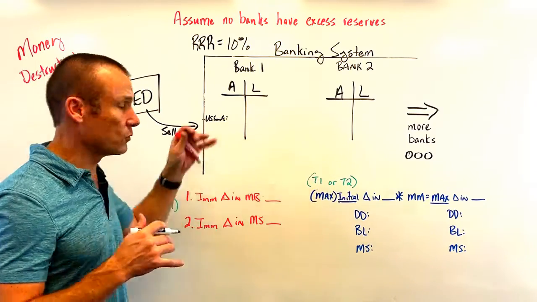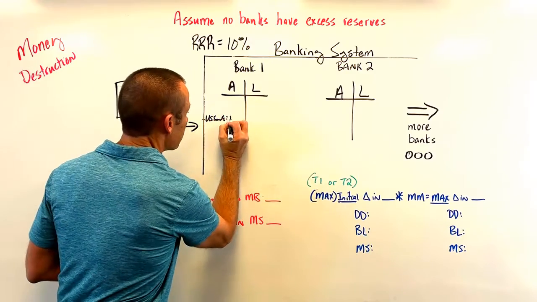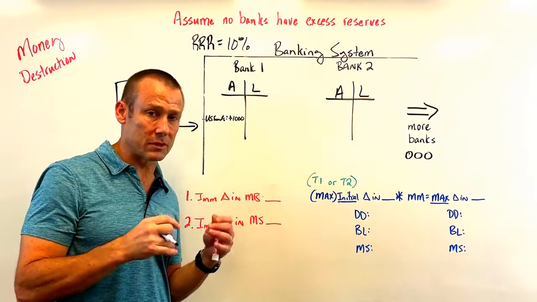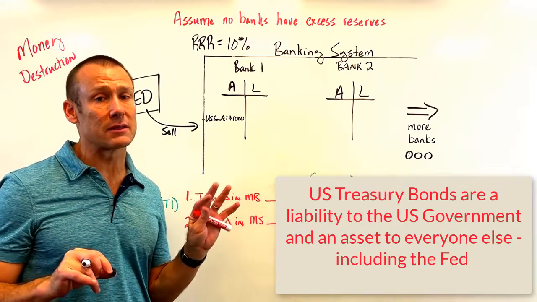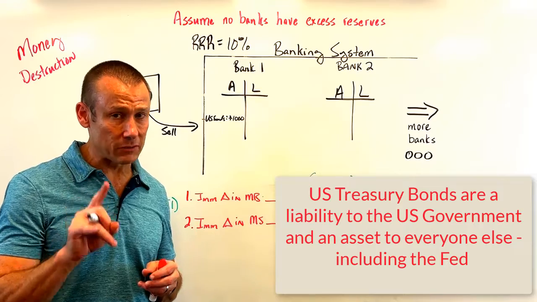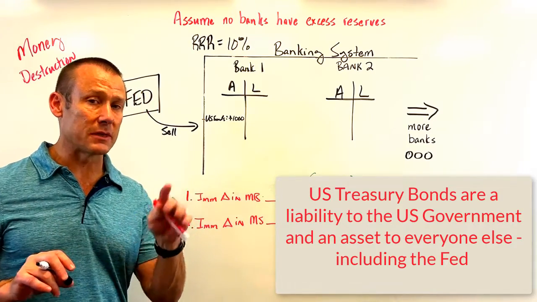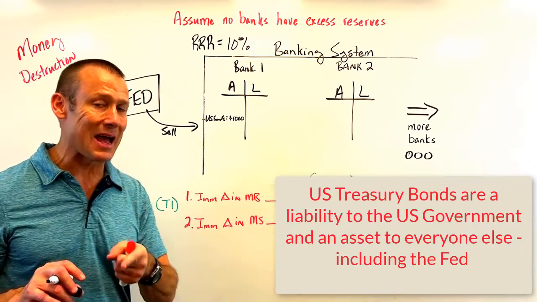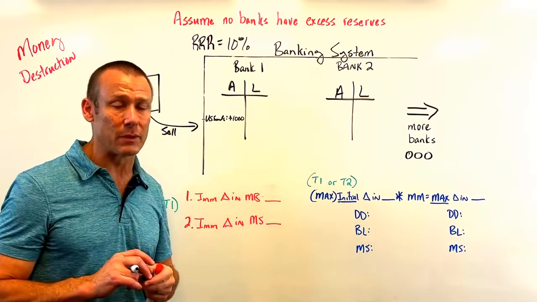So they're going to sell a U.S. bond to the bank for $1,000, okay? So asset, U.S. bonds, plus $1,000. Now, it is kind of important to note, guys, that a U.S. bond is an asset to anybody and everybody in the entire world except for the U.S. government, which is not going to make an appearance in this video. The U.S. government, yes, that bond is a liability to them, but for anybody else that owns that bond, it is an asset. It was an asset to the Fed. It is now an asset to Bank One.